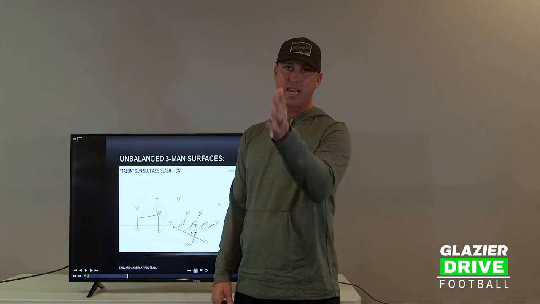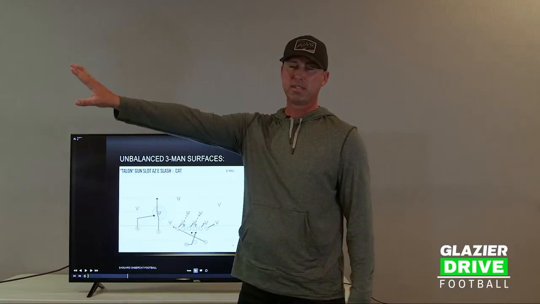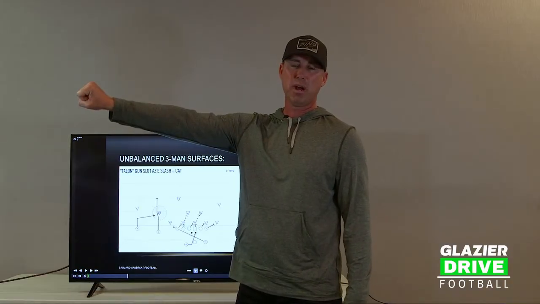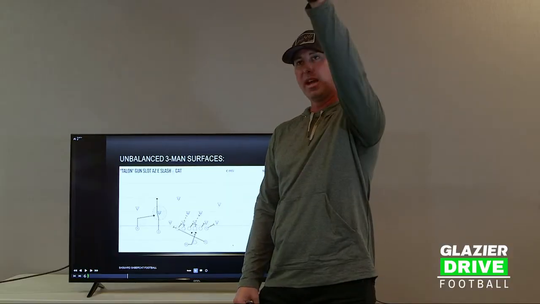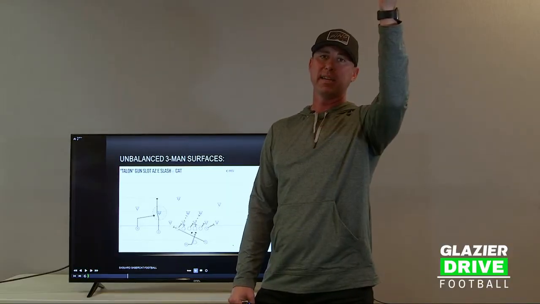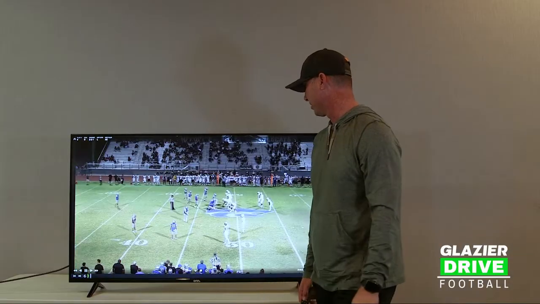Because if I'm running inside zone, it's an A-gap to A-gap play. I'm not really worried about the C-gap front side. So that's where I want my weaker blocker. I want my stronger blocker backside, washing down and working up to the backside backer so I could bend that inside zone back and gash it. And you'll see that happen a bunch on this.